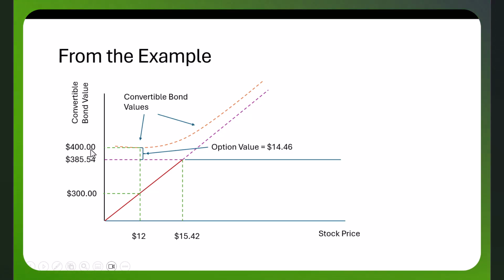The price of the bond is 400, and the straight bond value is 385.54. So this is the option value, this 14.46, and we see here that the break-even value is 15.42. That is, the price of the stock has to rise above 15.42. You can think of that as sort of the strike price in order for this to have value.